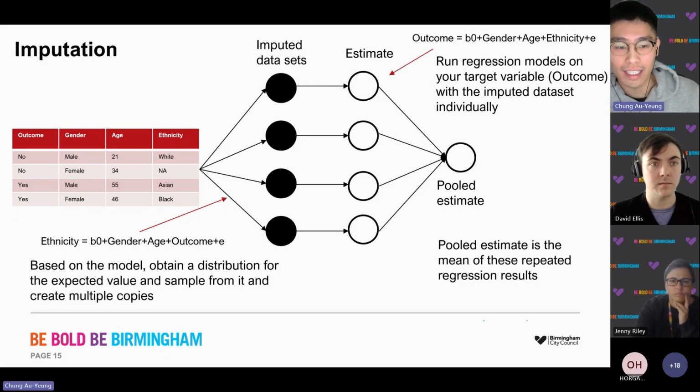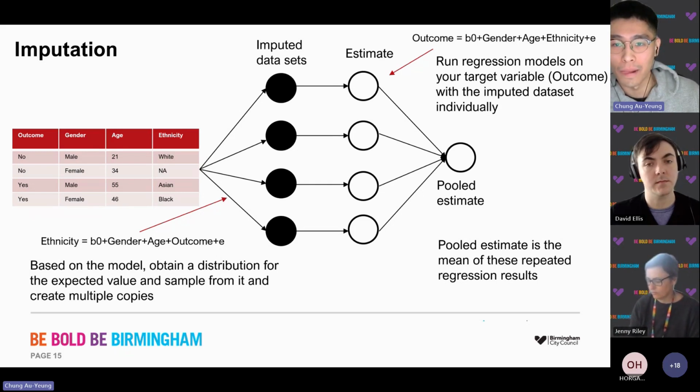Once your equation is written, you can create multiple copies of this dataset by using these equations, and each dataset will have slight differences by incorporating randomness, which will be done by the software. The next step is to predict your target outcome, which is also called outcome in this dataset. You will write another regression equation, with the outcome on the left-hand side and the variables of interest, gender, age, and ethnicity. At this stage, ethnicity will be imputed in this estimation process. The last step is to pool the estimates from each of these regression models on each of the imputed datasets.